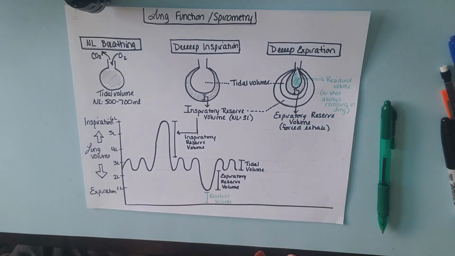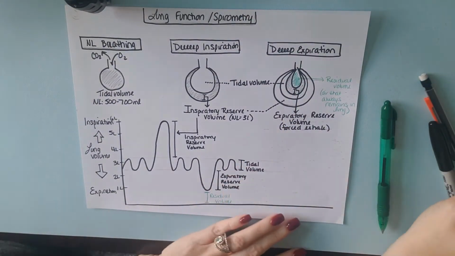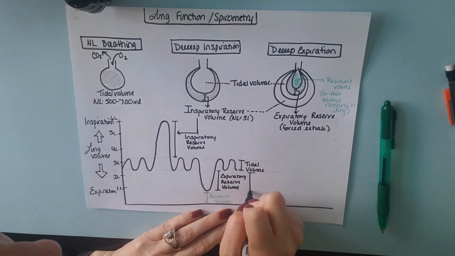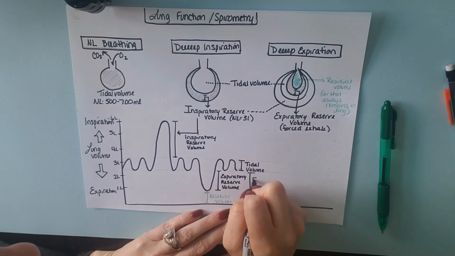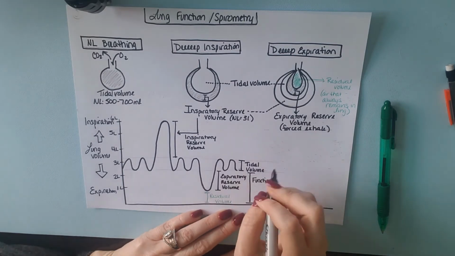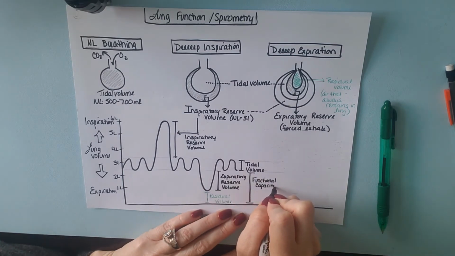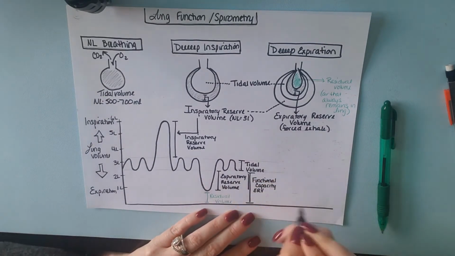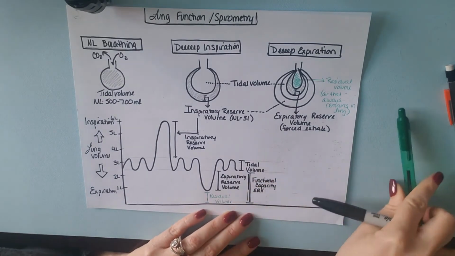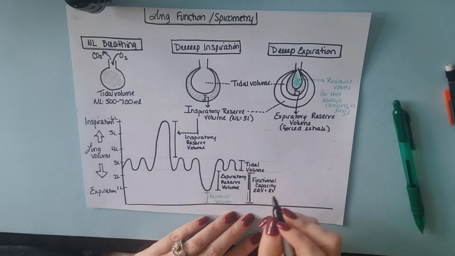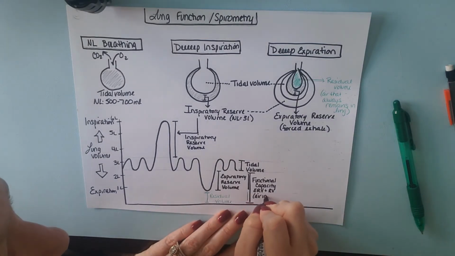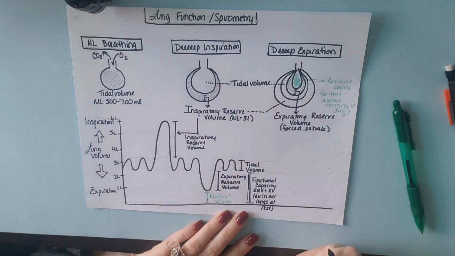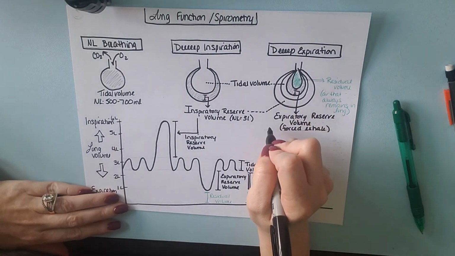You think that that's enough. However, it's not. There's a whole bunch of other different technical terms. First one is functional capacity. This is the expiratory reserve volume plus the residual volume. That basically means it's the air in our lungs at rest. Okay, then there's inspiratory capacity.